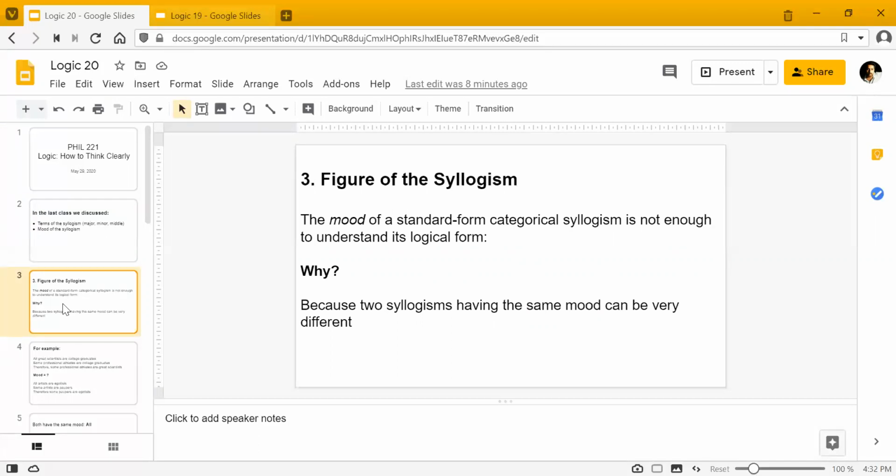So for those of you who remember what a mood is, fine. जिनको नहीं याद वो वापस पिछली स्लाइड पे जाके, पिछली लेक्चर पे जाके समझने की कोशिश करें कि हम लोग मूड हमने कैसे फिगर आउट किया था और वो होता क्या है. So once you have the mood of a standard form categorical syllogism, why is that not enough to give us the whole picture in a nutshell? It's not enough because you can have the same mood for more than one syllogism.